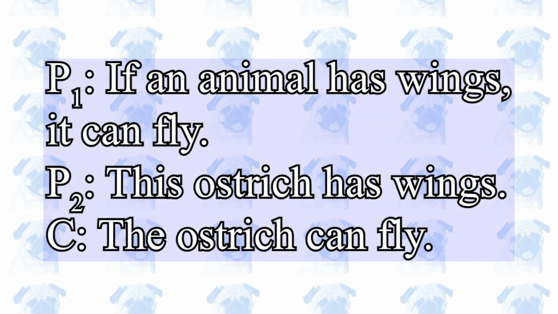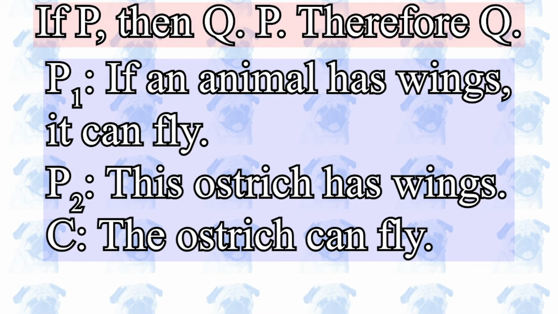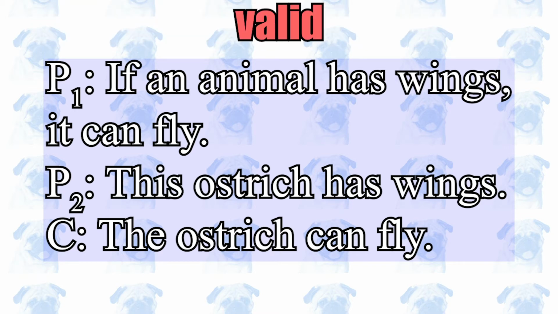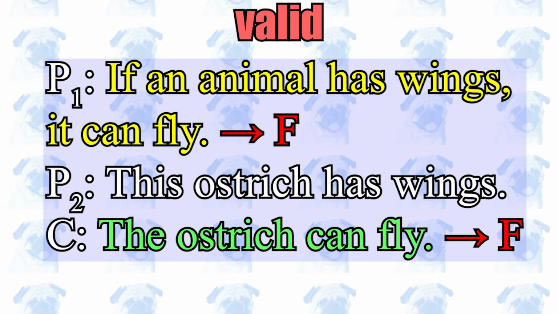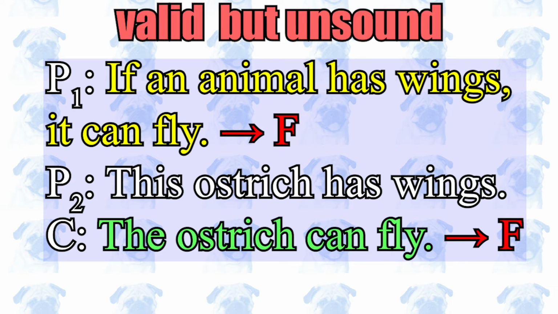2. If an animal has wings, it can fly. This ostrich has wings. Therefore, the ostrich can fly. This argument has the form: if P, then Q; P; therefore, Q. This form is known to be valid. However, the first premise and the conclusion are obviously false. Just because an animal has wings, it doesn't mean that it can fly, and ostriches are a well-known example of flightless birds. Therefore, this argument is valid but unsound.